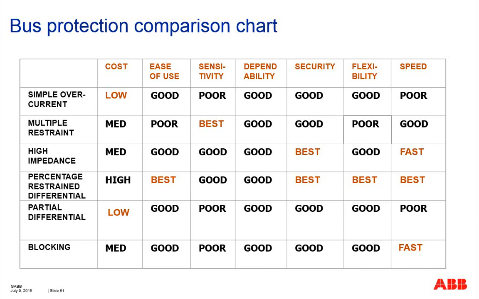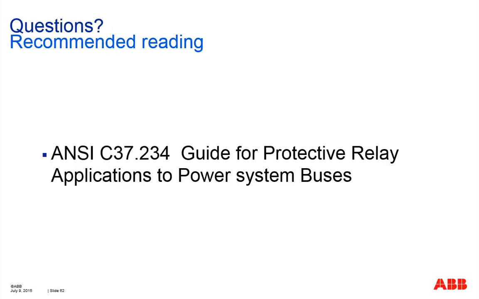So that's why the trend is toward low impedance. The recommended reading after this presentation is obviously the IEEE guide for protective relay application to power system, C37.234.